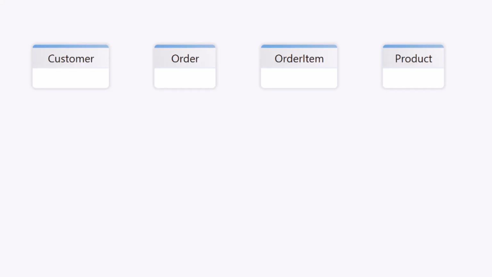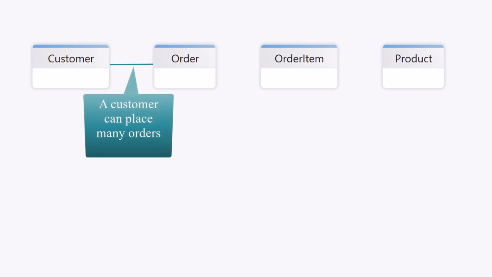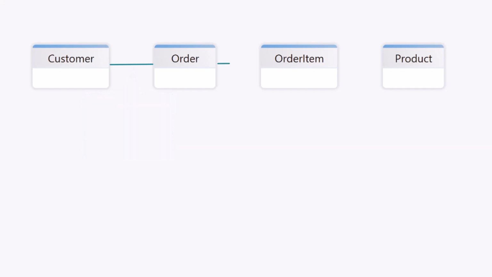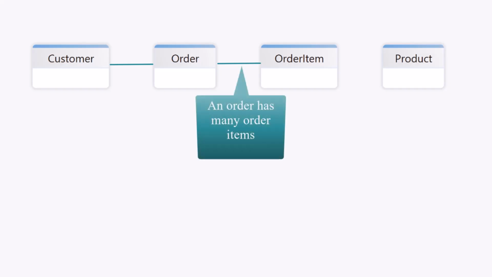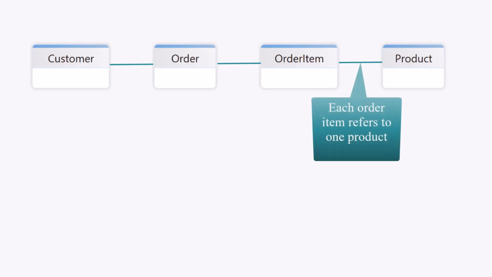Now that we have the main pieces, let's connect them so we can see how they work together. A customer can place many orders. An order has many order items. Each order item refers to one product.